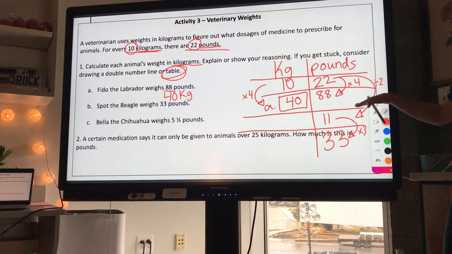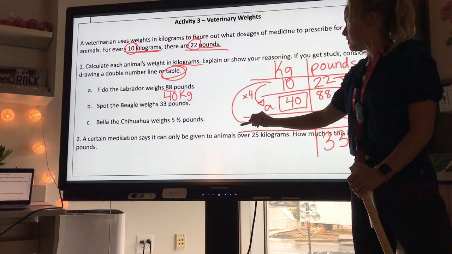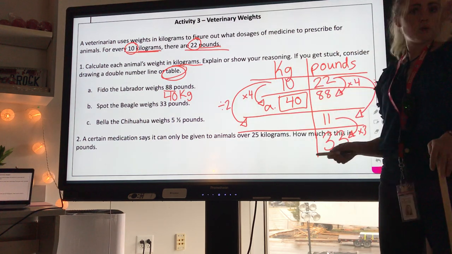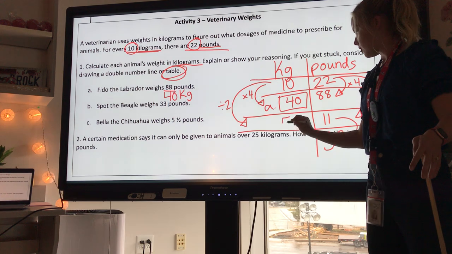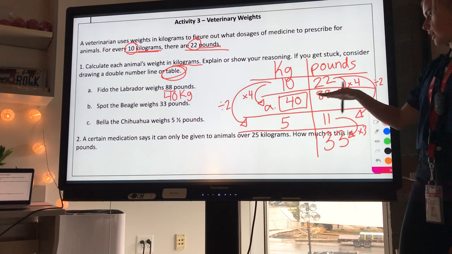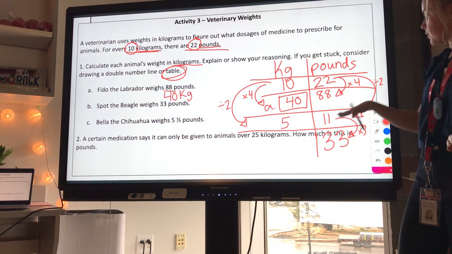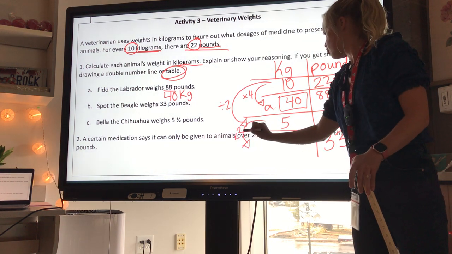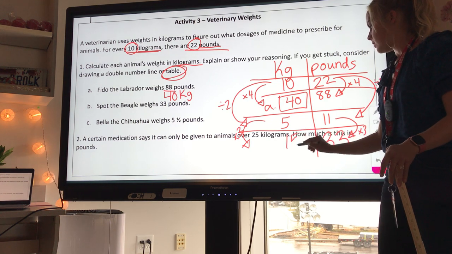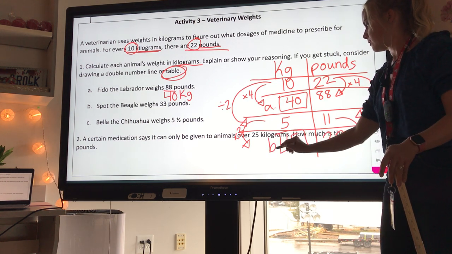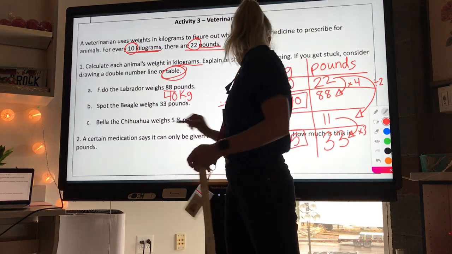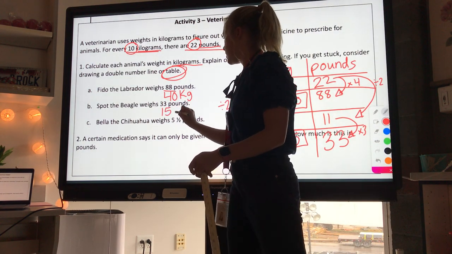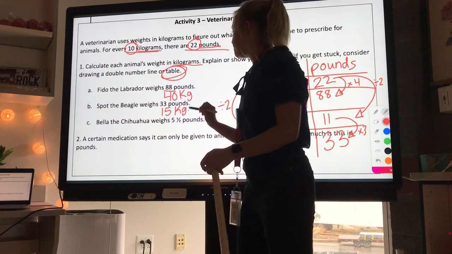So 22 divided by 2 is 11. So that means I'm gonna divide 10 by 2. And then now I have a different ratio. 10 divided by 2 is 5. Okay, so 5 to 11 is a ratio that can help me get to 33, because I know 11 times 3 is 33. So that means I'm gonna multiply 5 times 3, and 5 times 3 is 15. So that helped me get to my answer for B. So I'm gonna put over here, I know 15 kilograms is the same as 33 pounds. So 15 kilograms is what that dog weighs.